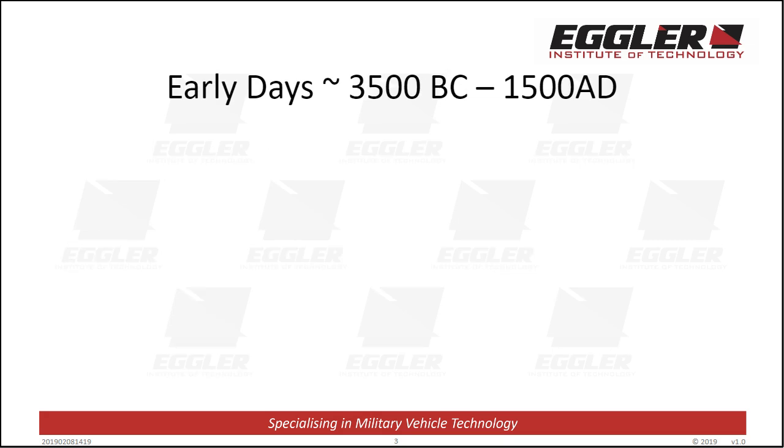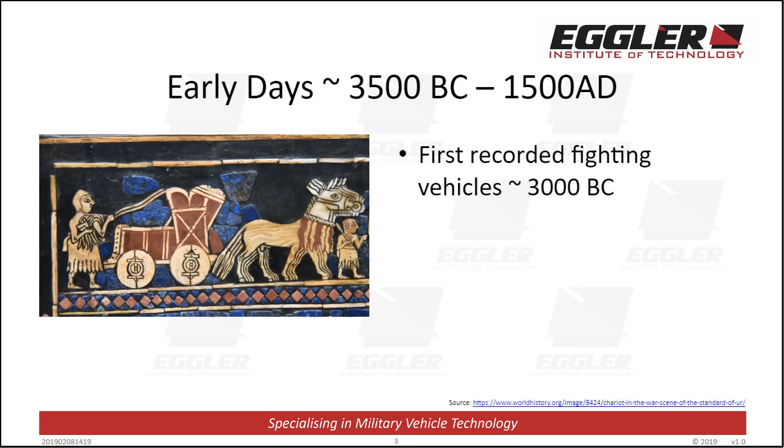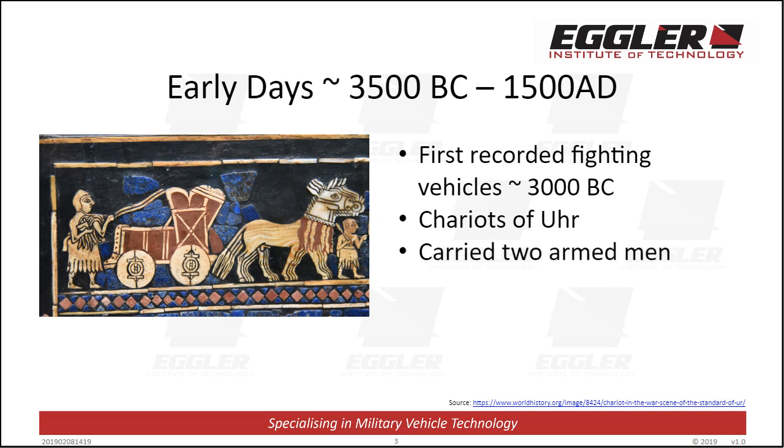If we look back to the very early days of fighting vehicle design, we need to go back to about 3000 BC. The very first recorded fighting vehicle designs are known as the chariots of Ur. This vehicle carried 2 armed men, and as you can see in the diagram, the vehicle was designed to carry a range of loads, such as spears and other types of stores for use on the battlefield.